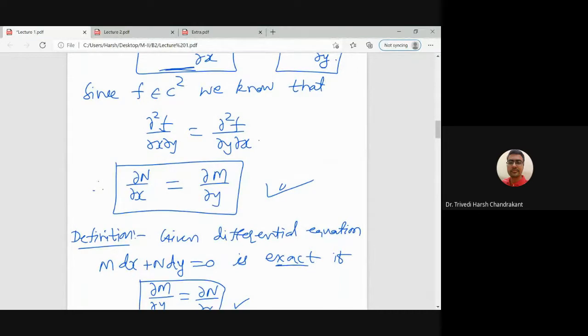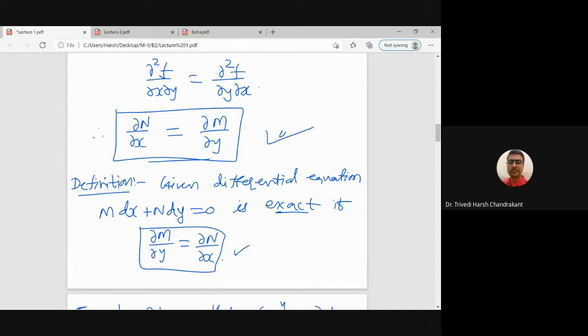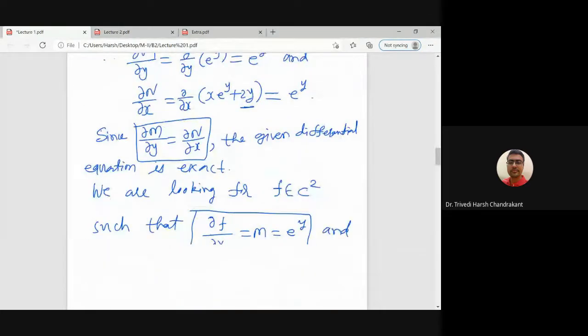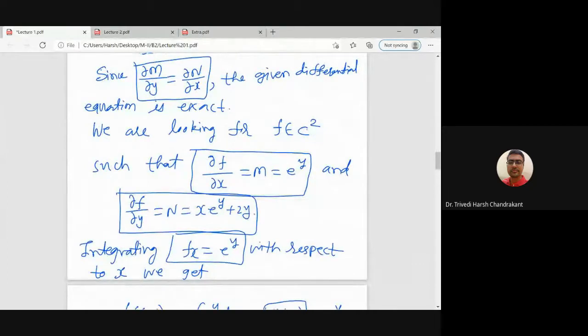To identify whether the given differential equation is exact or not, we need to check this condition: del M by del y is equal to del N by del x. If this condition is satisfied, then the given differential equation is exact, and if it is exact, we need to find the function f for which the given equation is df equals 0.